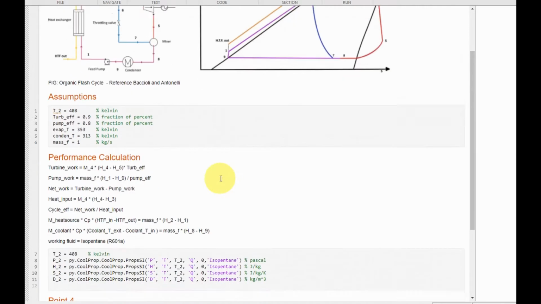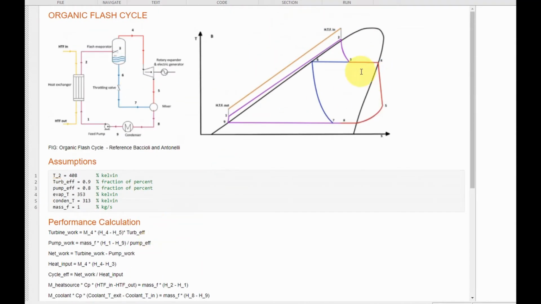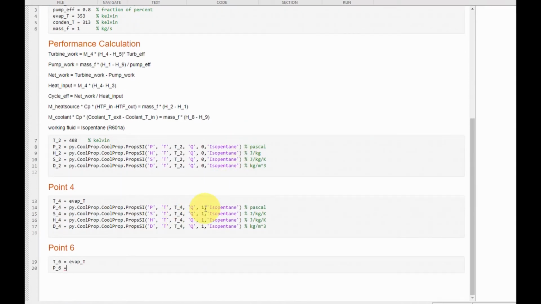So again, we know that at point 6, the temperature is also the same as the evaporator temperature. So the temperature at point 6 is equal to, yeah. And then we know that the pressure at point 6 is equal to the pressure at point 4 and at point 3, because this is a constant pressure line. So we could say at point 4.